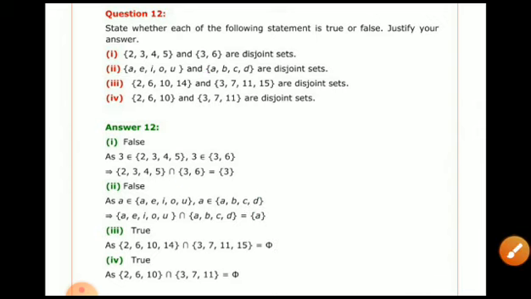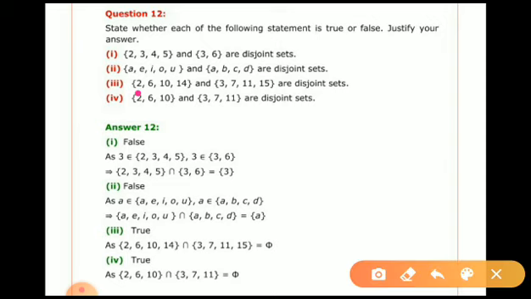Next, {2, 6, 10, 14} and {3, 7, 11, 15}. Check 2, it is not there. 6, no. 10, no. 14, no. Similarly, 3, 7, 11 and 15 are not there in the first set. So may I say that there is no element common in both the sets, and hence they are disjoint sets.